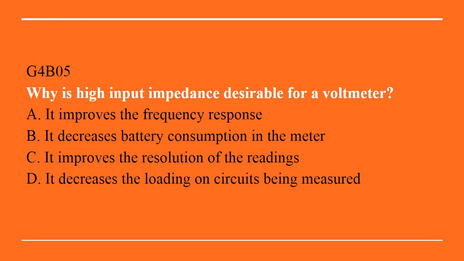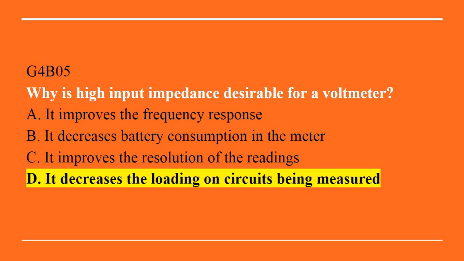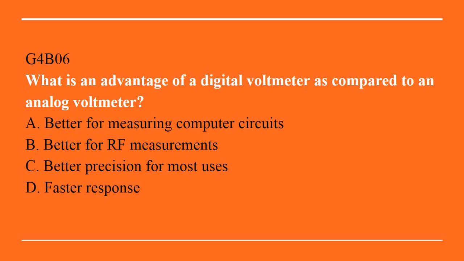G4B05, why is high input impedance desirable for a voltmeter? A, it improves the frequency response. B, it decreases battery consumption in the meter. C, it improves the resolution of the readings. Or D, it decreases the loading on circuits being measured. Answer is D, it decreases the loading on circuits being measured.